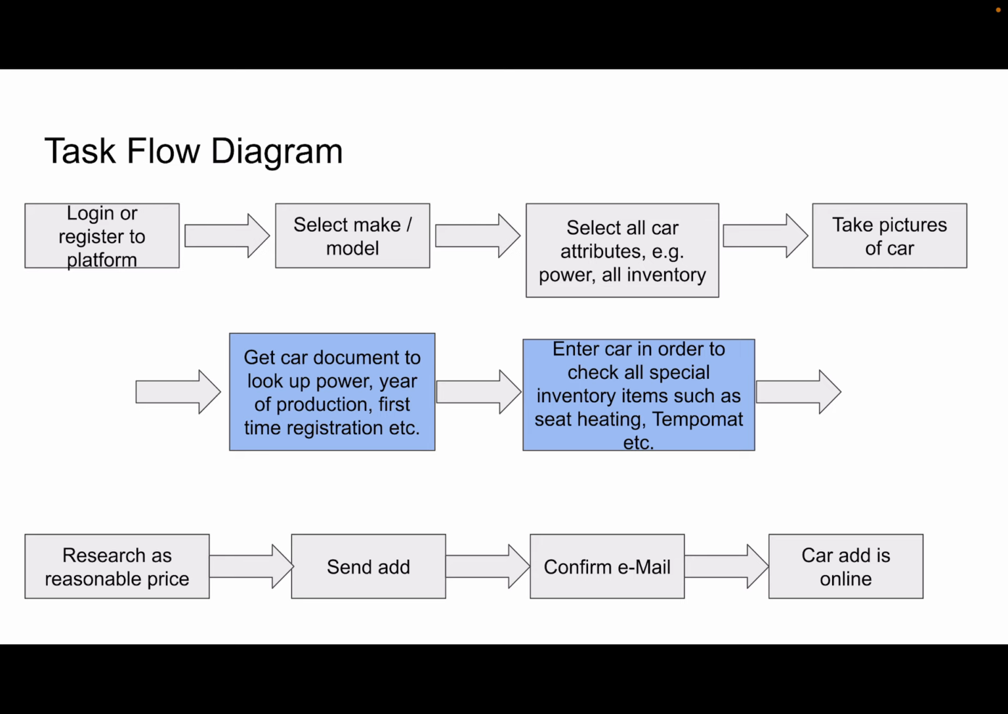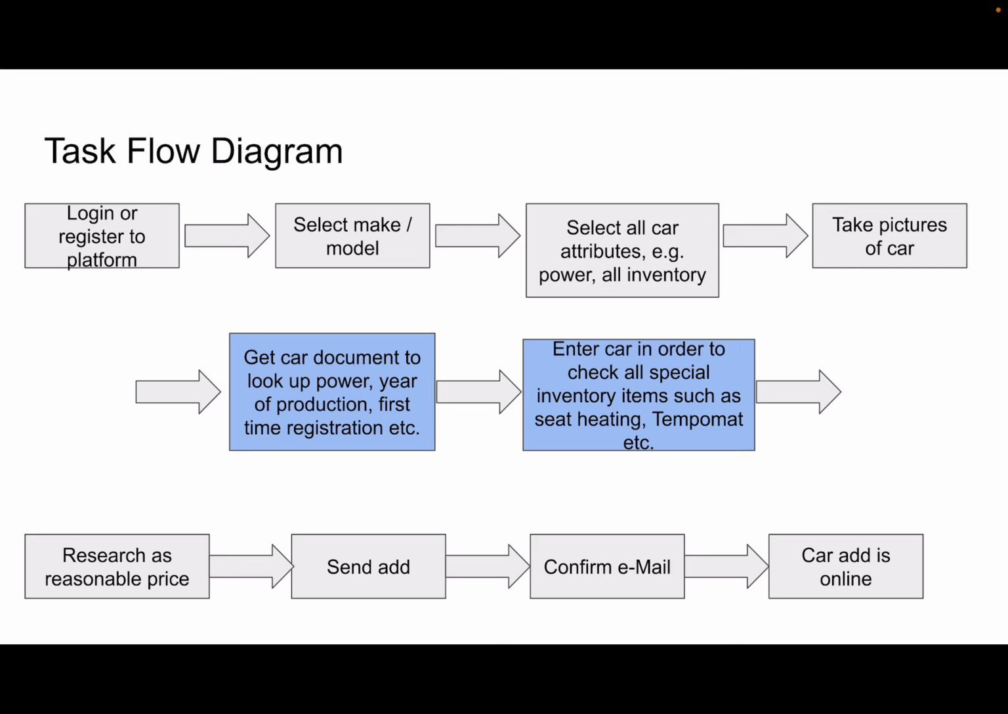Then he needs to select all car attributes, for instance, the power of the motor, but also all the inventory. He needs to take pictures of the car. I'm gonna jump to the last line. He needs to check the reasonable price. He needs to send the ad, confirm the email, and the car ad is online. Things where AI comes into place is the blue ones in the middle.